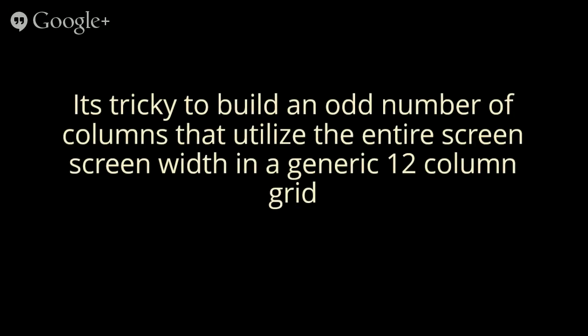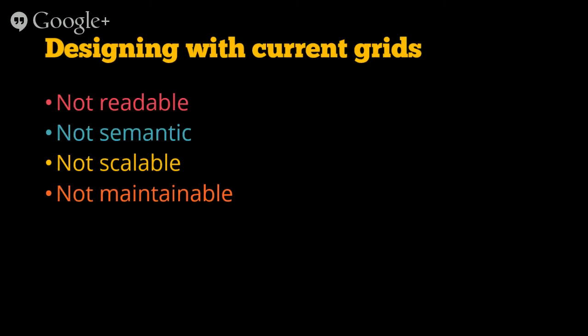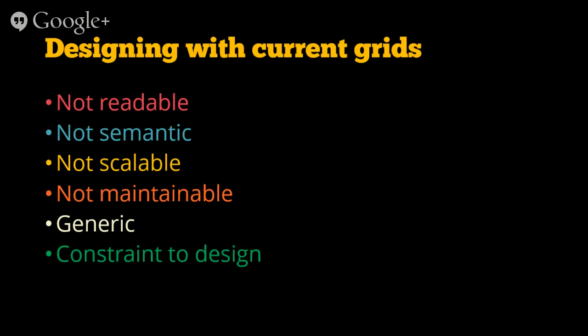So like I said, it's tricky to build an odd number of columns that utilize the entire screen space. That's a huge constraint as a front-end developer or a designer, that some things just don't work and you just cannot think in those terms. So to add to the list of problems with current grid systems, it's too generic. 12 columns works in most cases, and it need not work in your case if your design is unique or your requirement is unique. And it's a huge constraint to designers that certain designs have to be tossed out because they're not implementable.